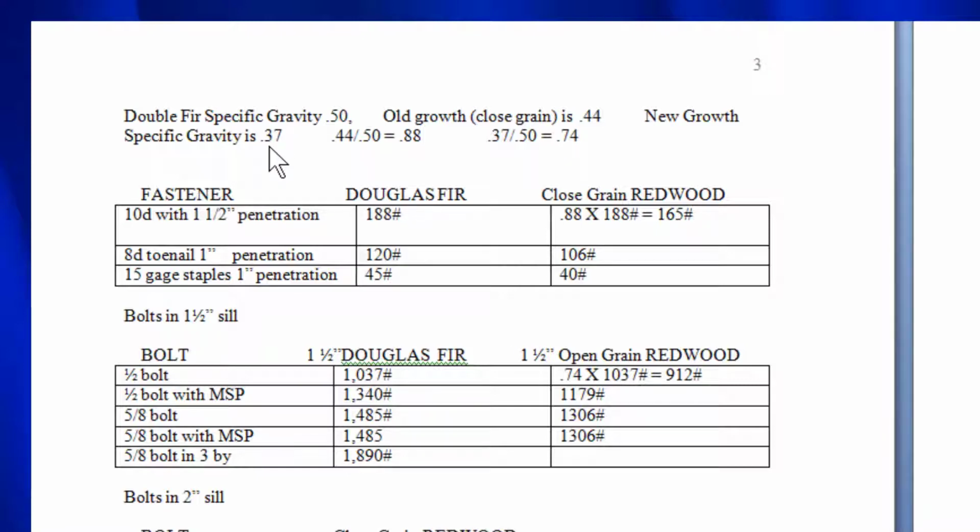And the way the multiplier is figured out is we take the old growth, which is the 0.44 that we have right here, and divide it by the specific gravity of the Douglas fir, and we get 0.88. Same thing for the new growth. We just take the new growth specific gravity of 0.37, divide it by the Douglas fir, and we get 0.74.